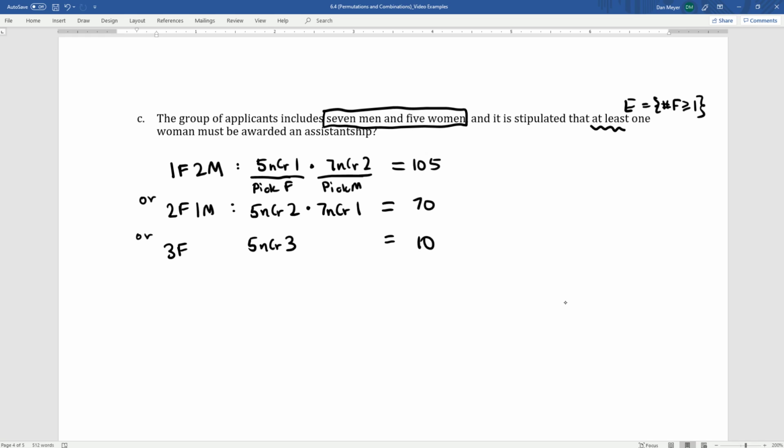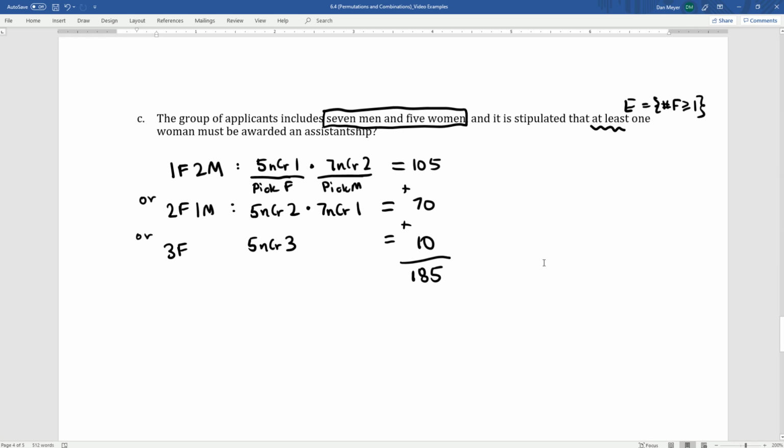And when we add these together, 105 plus 70 plus 10 gives 185. 185 different groups or ways to pick our 3 assistantships that include at least one woman.